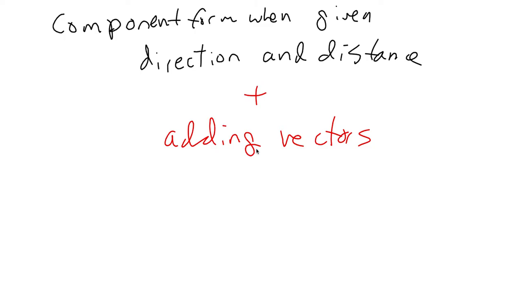All right, class, this video is going to cover two things here. The component form when given direction and distance. So how to find the component form of a vector when given the direction and distance. And then the other thing this is going to find is how to add vectors.